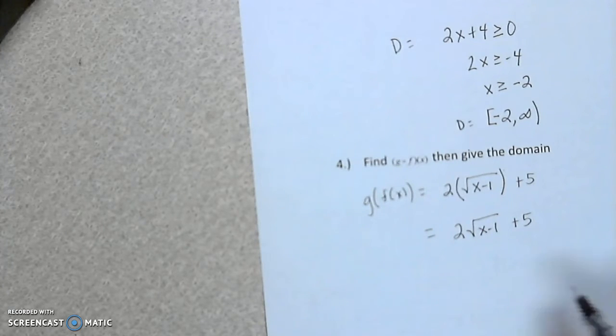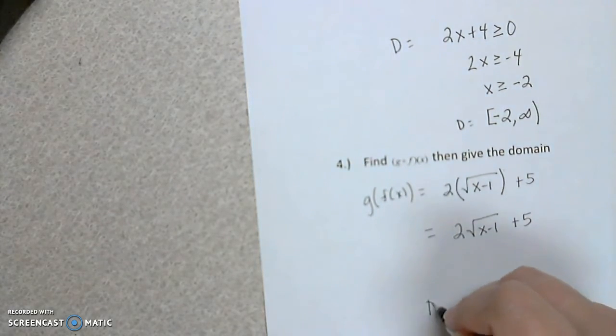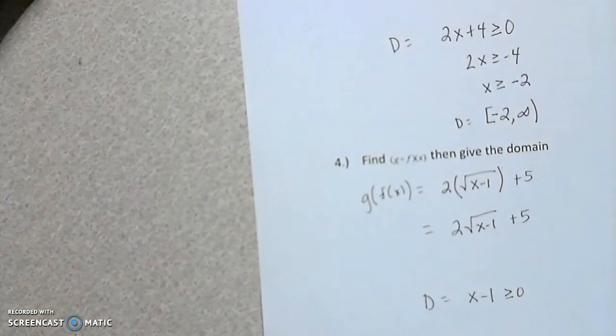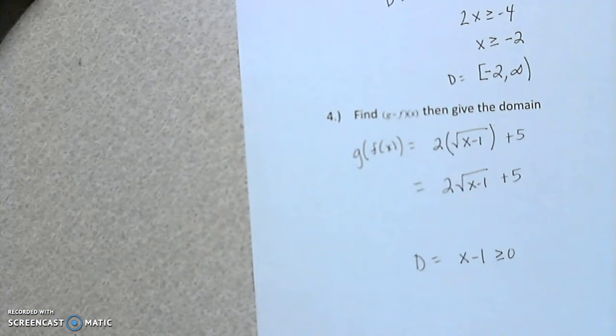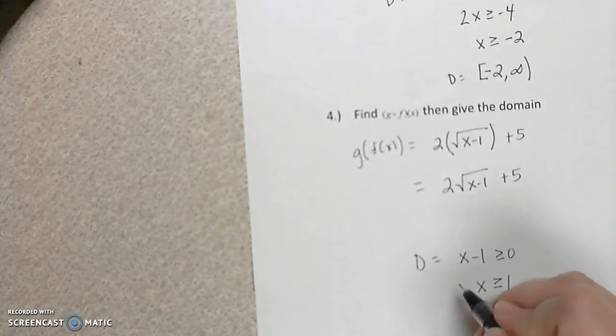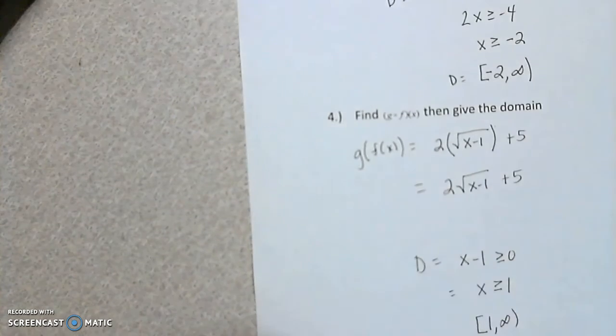Now this is still a radical equation. So to get the domain, I'm going to take the radicand and set it greater than or equal to 0. Remember, the domain are all the possible x values. Then I solve and I get x can be any value that's greater than or equal to 1. And I would write that as 1 to infinity.